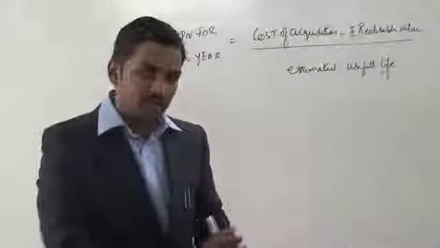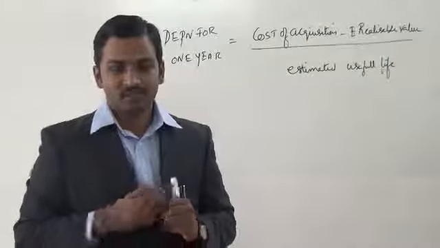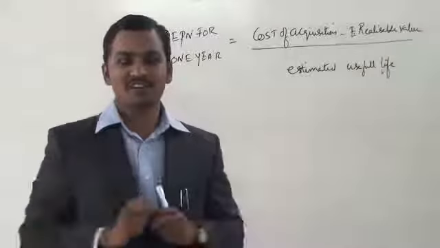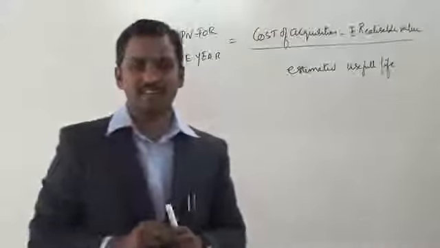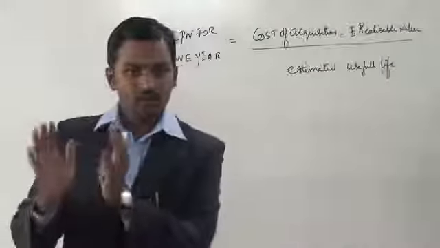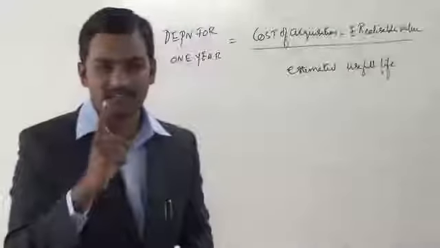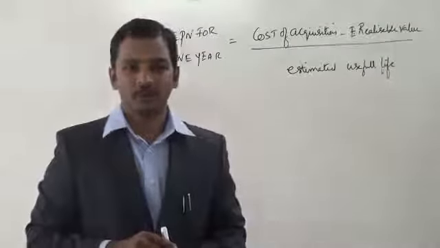So, we are going to spend today 22 lakhs. After 20 years, we are going to get 2 lakhs back. So, during these 20 years period, we are going to lose only 20 lakhs. So, for a period of 20 years, we are going to lose 20 lakhs rupees. So, what is the loss per year? The loss per year was 1 lakh rupees.